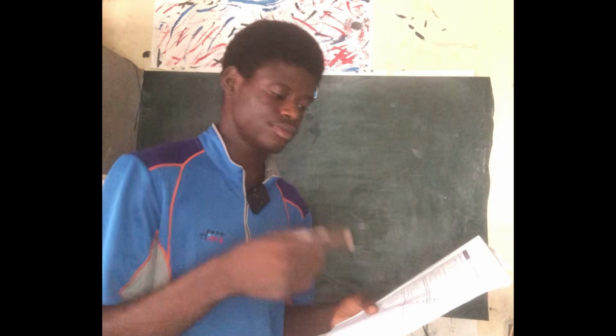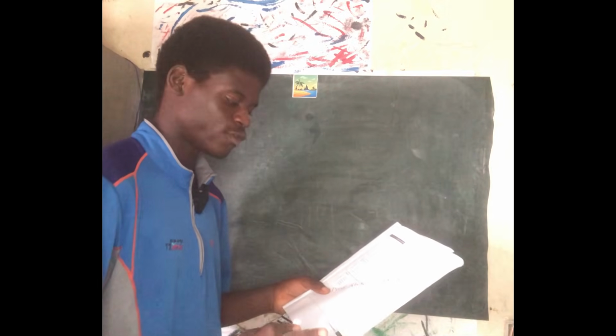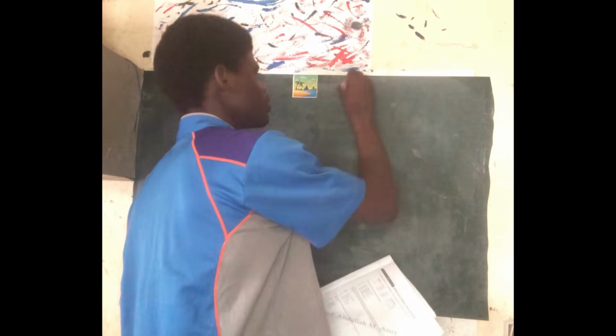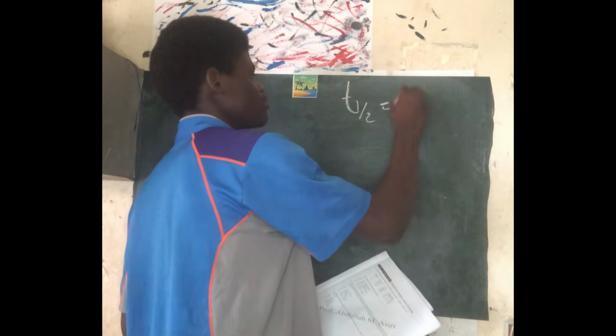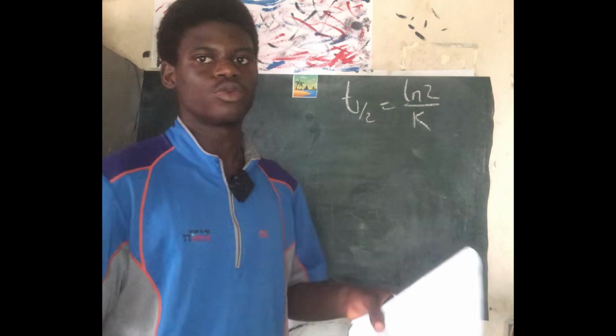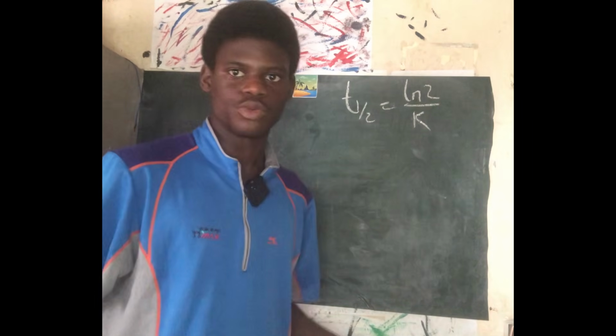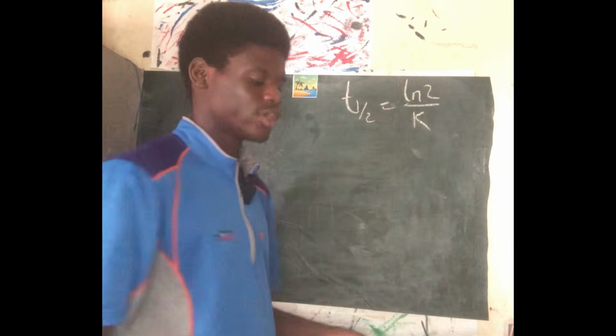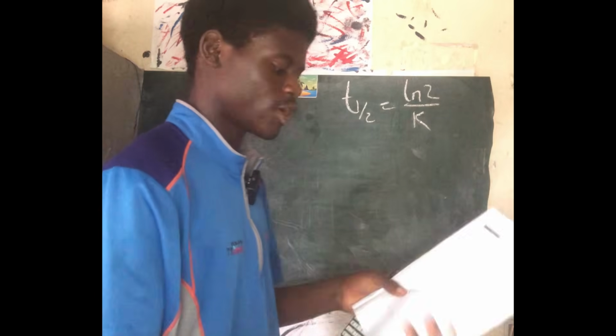Question number 18. They said a certain first order reaction A to B is 25% complete in 42 minutes at 25 degrees Celsius. What is the half-life of the reaction? So this is a first order reaction and they are asking us for the half-life. I know for a first order reaction, the half-life is ln 2 over K. ln 2 of course is a constant, that's 0.693. But K, we don't know K. But from the other information given, we can find K.